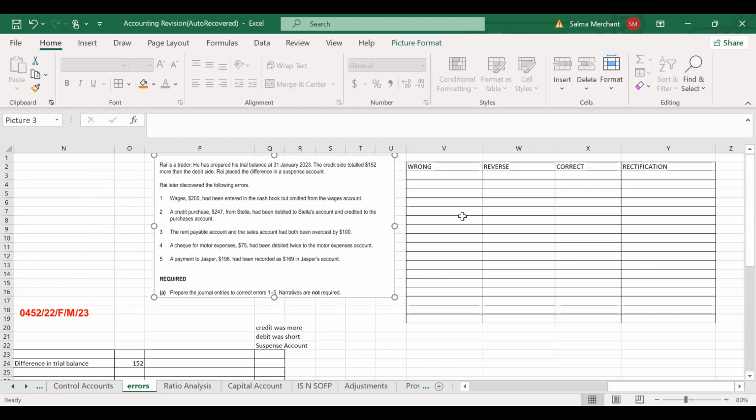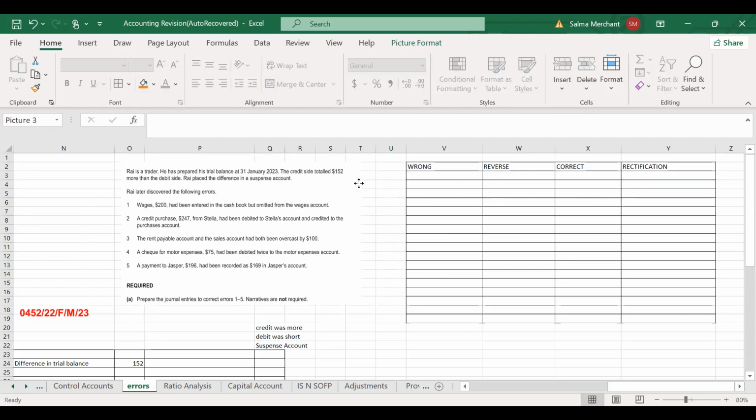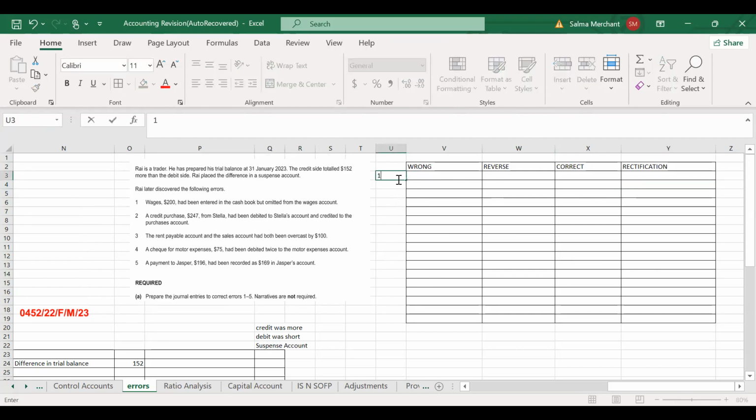Okay, so it's a partial omission. From where is wages omitted? From the wages account, not the cash book. So if it is not written in the wages account, what should I do? You'll write wages debit, suspense credit. So the rectification would be wages debit. The amount is 200.